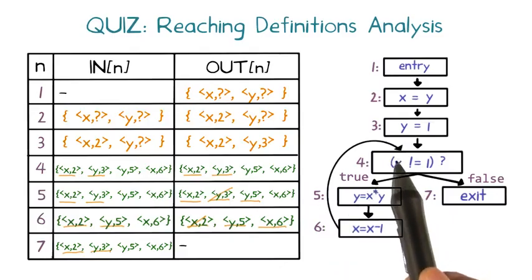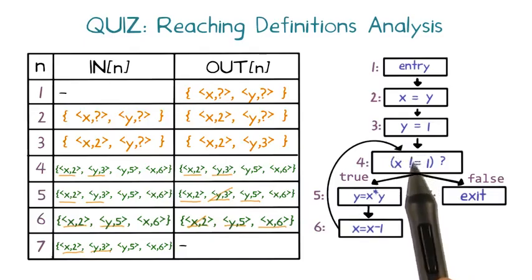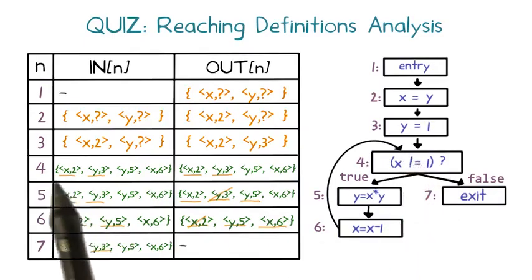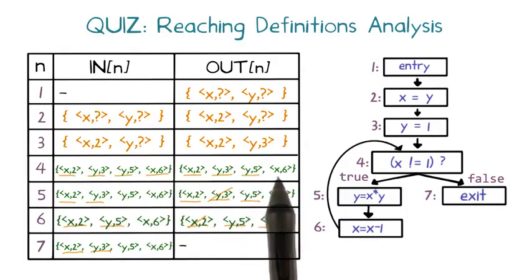Now we loop back to our earlier if statement. We have already visited this point, so we already have an inset. Therefore, we union the existing inset with the out of the newly found predecessor, which is node 6. This gives us the new set as follows. This in turn modifies our outset as follows.